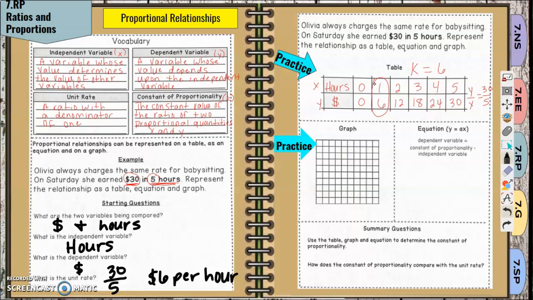Now, 0 divided by 0 you can't do, because you can't divide by 0. So the 0 input doesn't count. You go to the next one and see, am I getting the same thing each time? If so, then that is proportional.